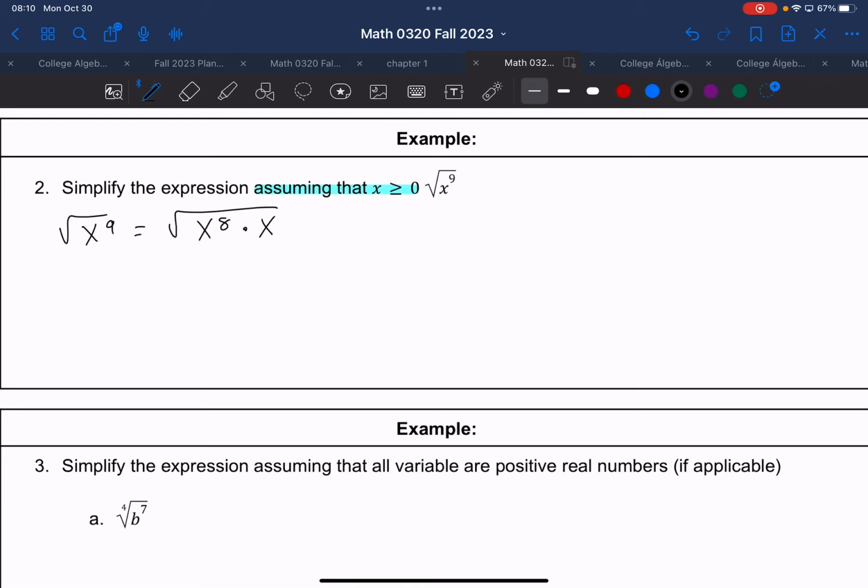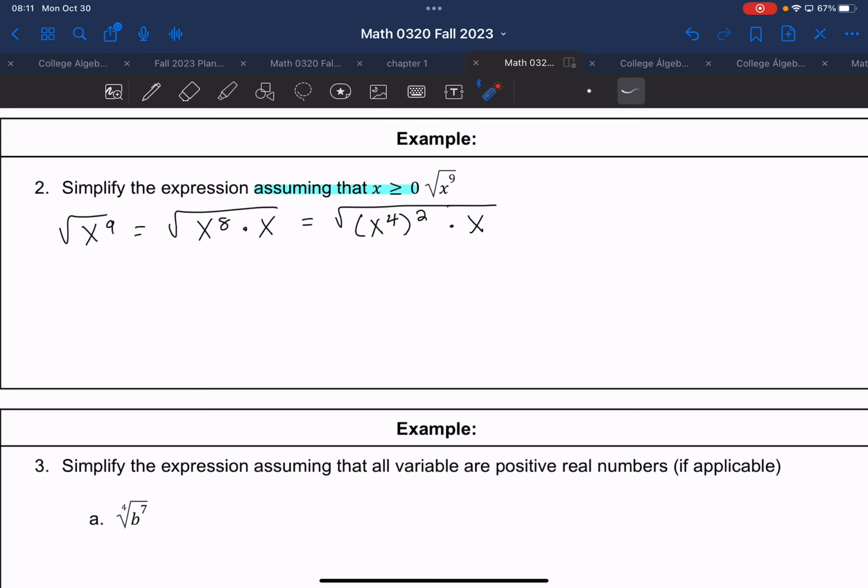How would I write that as a perfect square? If you're not sure, check back on the chart. How can I write x to the 8th as a perfect square? So it's going to be some part here squared times my x. X to the 4th, correct. X to the 4th, because x to the 8th is the same as saying x to the 4th squared, because the property of exponents says that we multiply these exponents together.